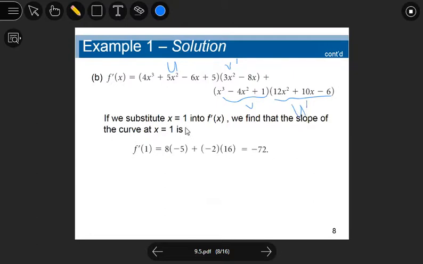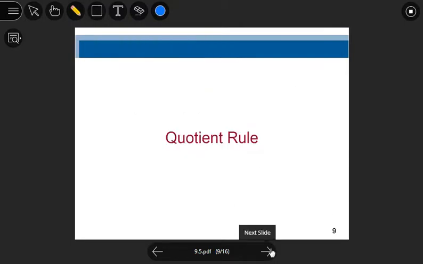So now you have to plug 1 into the given expression, then you can find the derivative at 1, so it is negative 72. So now I am going to discuss the quotient rule.